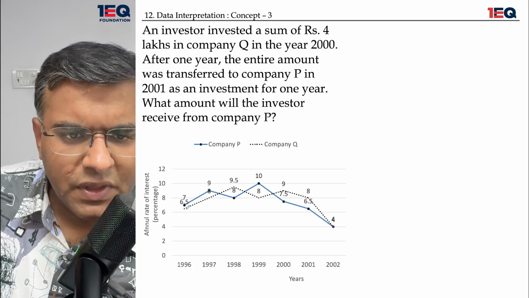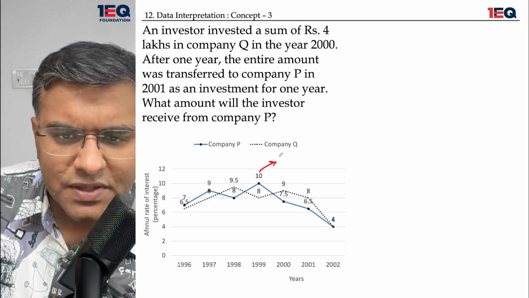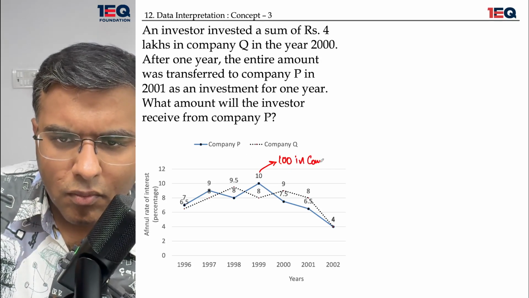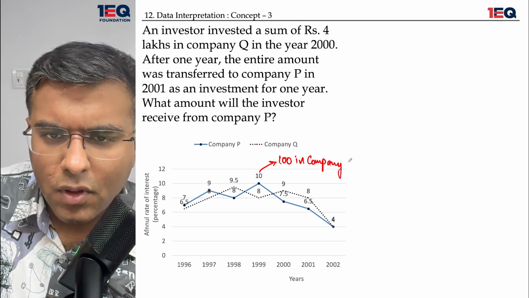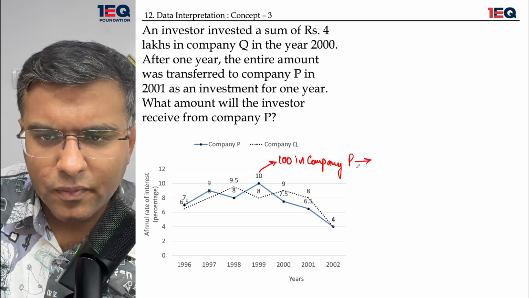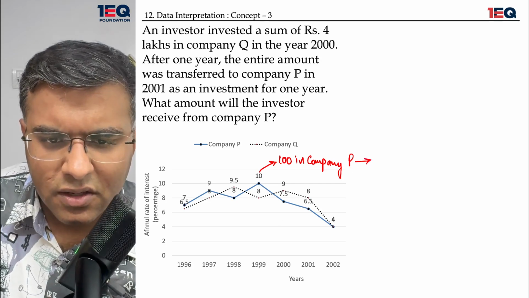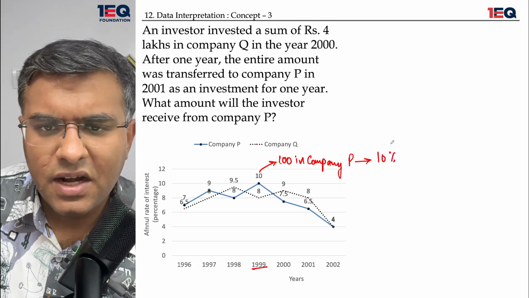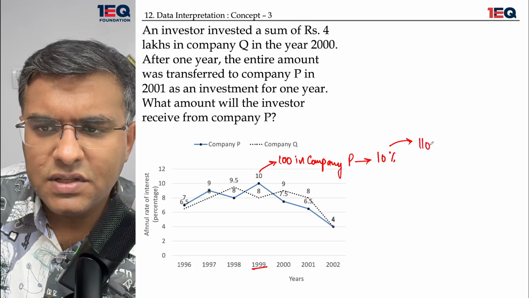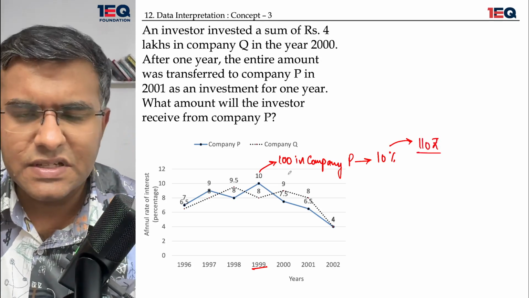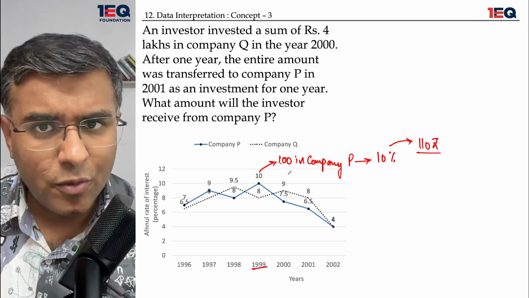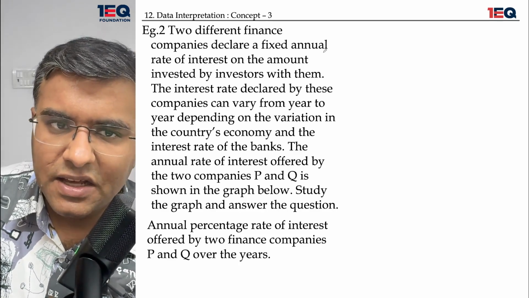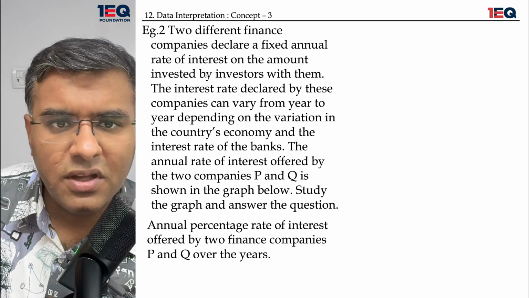this is very close. Okay, so let's assume if I invest 100 rupees in company P in the year 1999, it would give me a return of 10%. That means it would give me 110 rupees for the 100 rupees which I invested in the same company. Okay, I hope you've understood. This is just the first line that I'm talking about. Two different finance companies declare a fixed annual rate of interest on the amount invested by the investor with them.